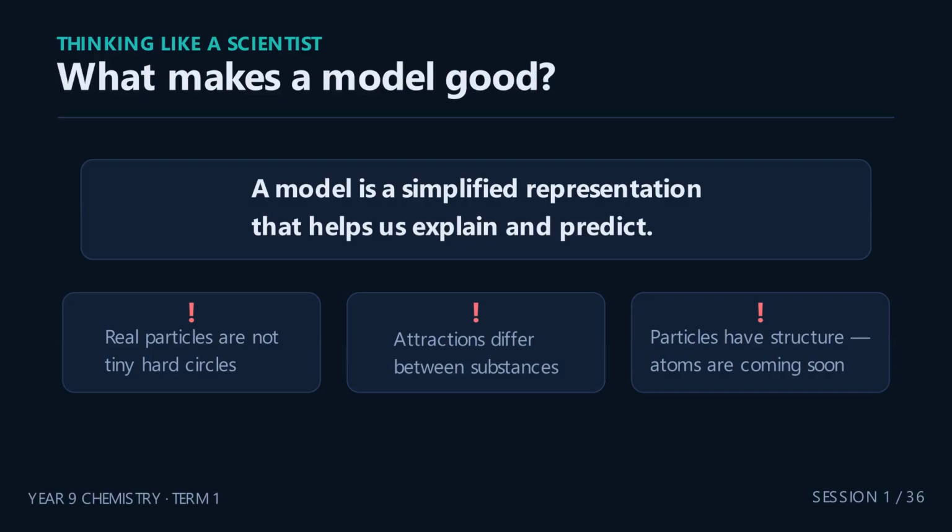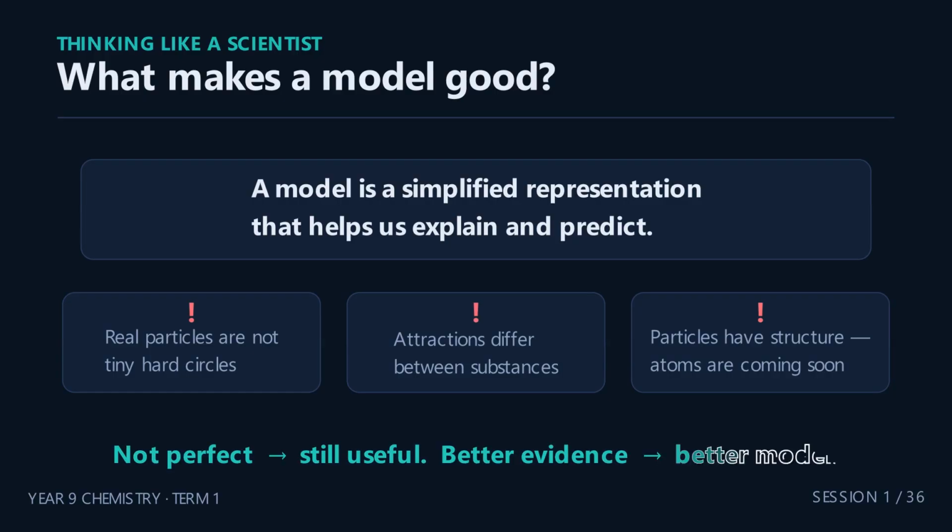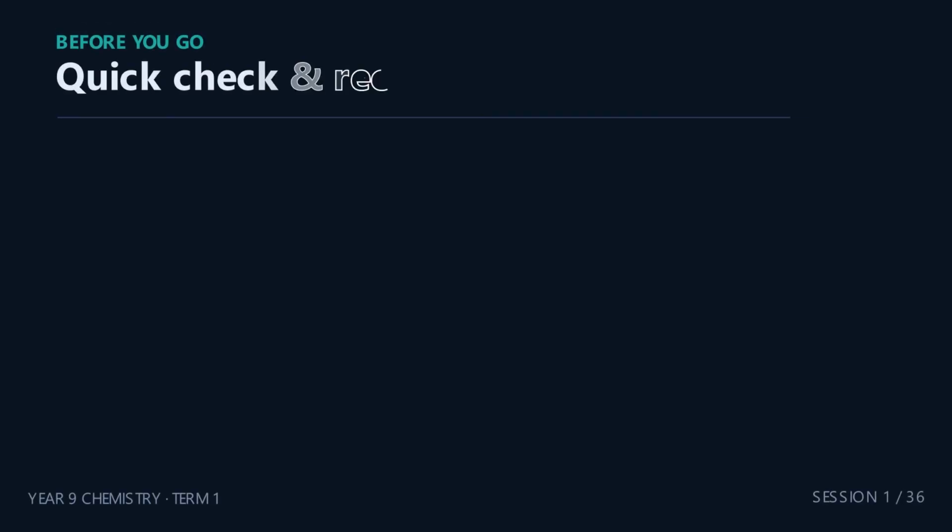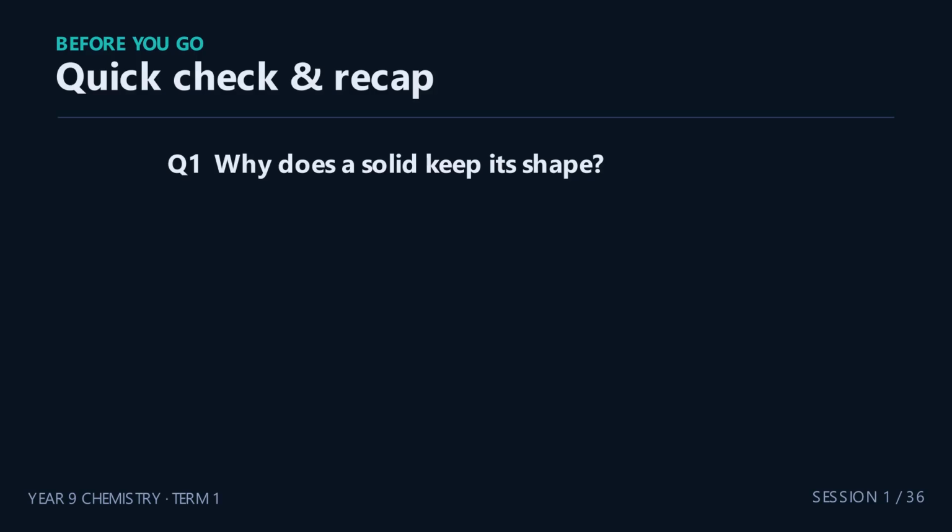A model does not need to be a perfect copy of reality. It needs to be useful. And when better evidence arrives, we improve the model. Time for a quick check. Question 1. Why does a solid keep its shape? Pause the video and answer.